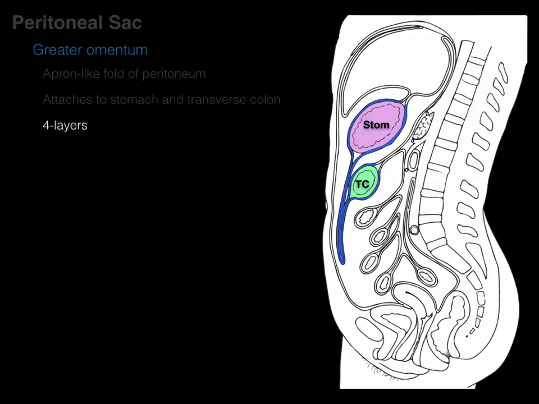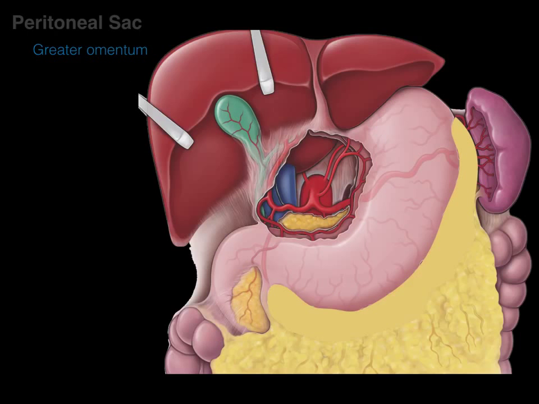And it has 4 layers. So basically there's 2 layers that come from the front and back of the stomach, and 2 layers that come from the front and back enveloping the transverse colon. So this major part of the greater omentum has 4 layers.